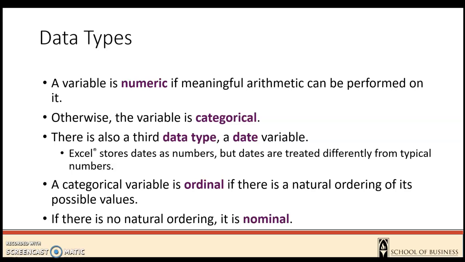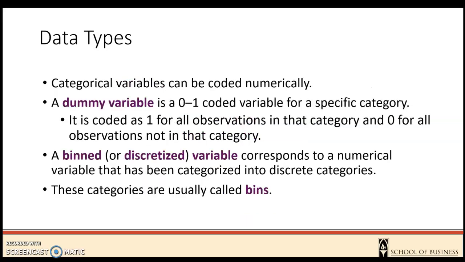Okay, so other kinds of data: categorical variables can be coded numerically. One of the things that we will learn in this class is what is called a dummy variable. It's basically just coding a categorical variable 1, 0. So if we were looking at eye color, we'd make a dummy variable called blue eyes. Everyone that has blue eyes will be coded 1. Everybody that has a color other than blue would be coded 0. We are going to talk a lot about dummy variables as we get along in this class.